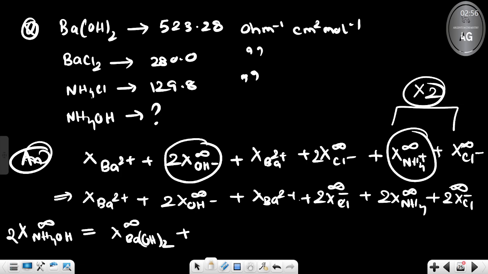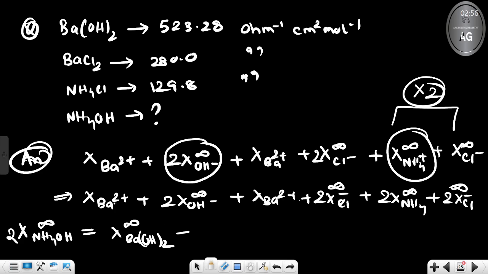NH4Cl I did not need, it is NH4 only. So this will become minus. Why minus? Because barium chloride I don't need, barium also I don't need, chlorine also I don't need. So this has to be subtracted. Clear? Please remember which is subtracted and which is added. This is only my rough work to understand where I have to multiply.